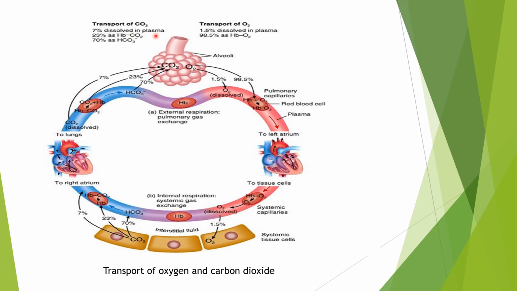Similarly, carbon dioxide is also transported by three mechanisms. In the tissue, where the concentration of carbon dioxide is very high, it gets dissolved in the blood, 23% gets combined with the hemoglobin to form carbaminohaemoglobin, and the remaining 70% is transported in the form of bicarbonate ion. And in the lungs, where the concentration of carbon dioxide is very low, they release the carbon dioxide into the lungs, and it is expelled out through the process of expiration outside of our body.